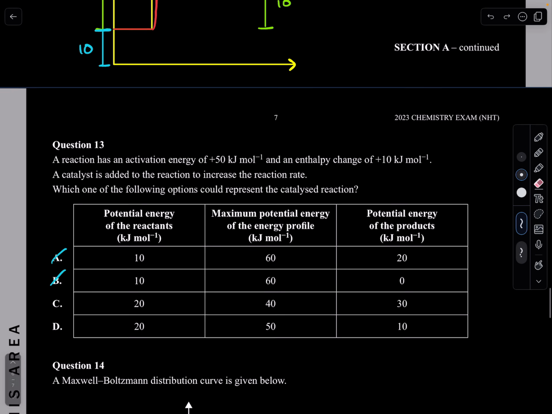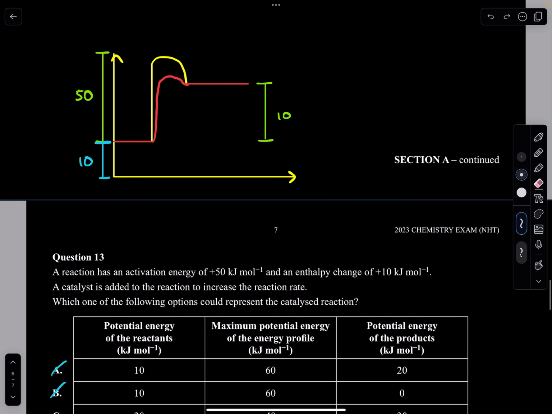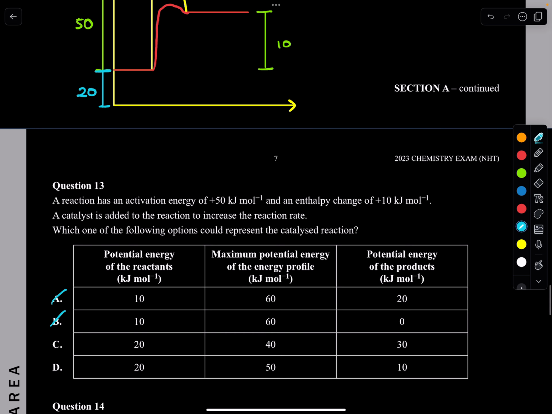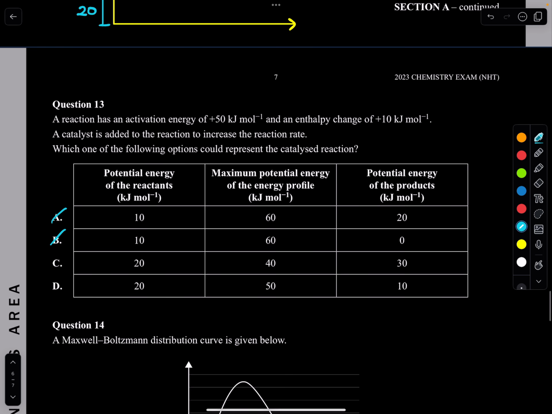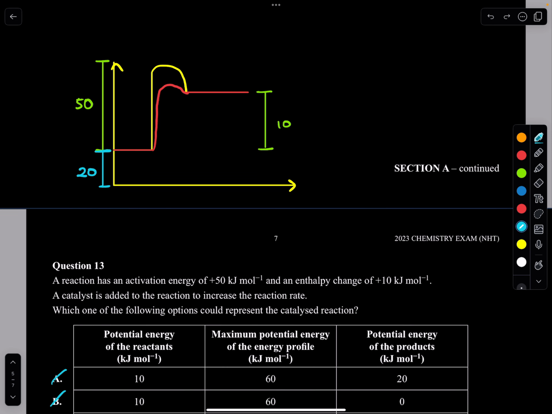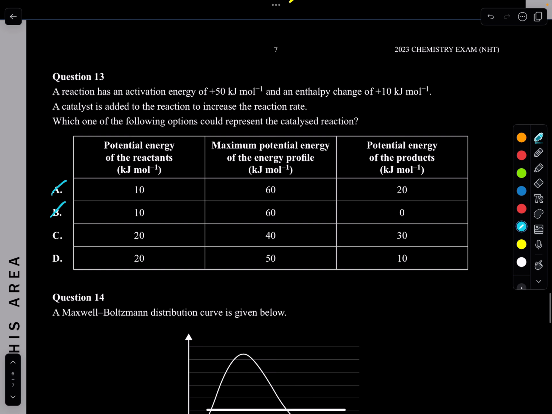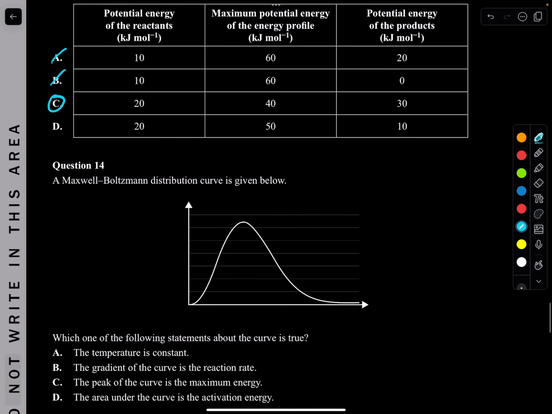Now, C basically has a different reactant energy, which is 20. So let's change this to 20. So the maximum potential energy of the energy profile is 40. Let's check. Okay, it is less than 60. Of course, yep, that works. And also that works, 50. And the potential energy of the product is what? Remember, the enthalpy change doesn't change. It's the distance from here to here, which is 10 plus 20, which is 30. So it is C.